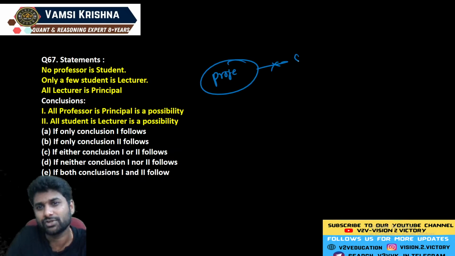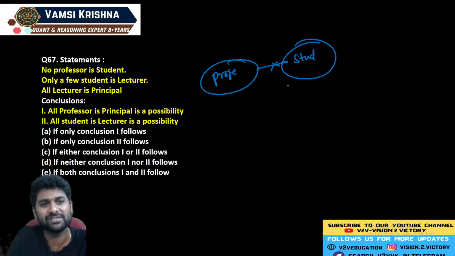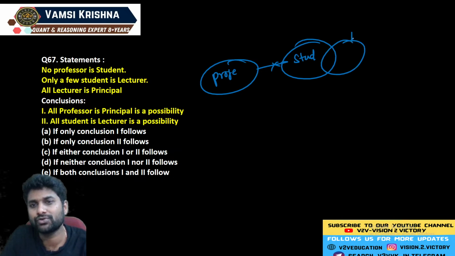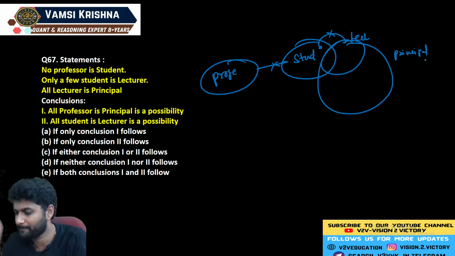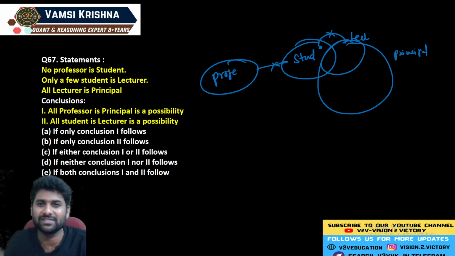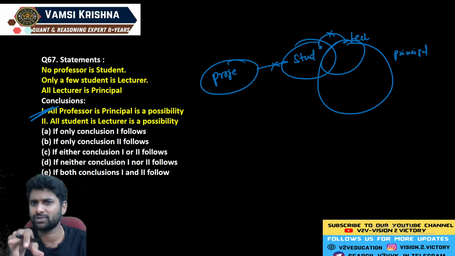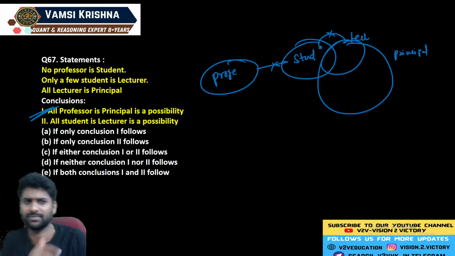No professor is student. Only few student are lecturer. All lecturer is a principal. Conclusions. All professor being principal is a possibility. Yes, it's possible. I can assume all professors into the principal. We don't have any restrictions here. We can't place all professor into the student, but I can place all professor into the lecturer, and into principal.